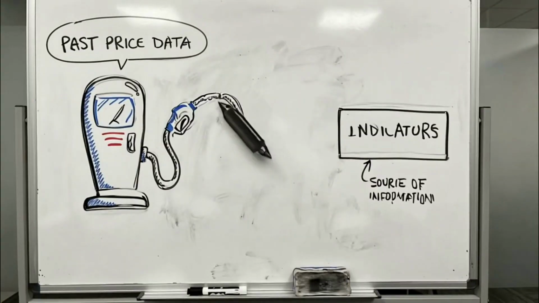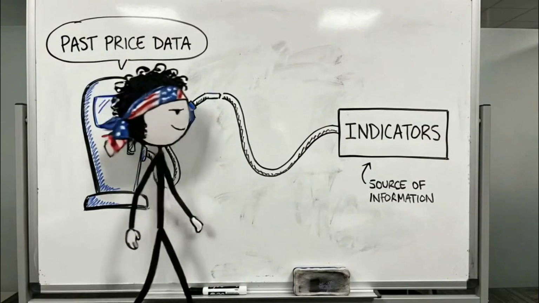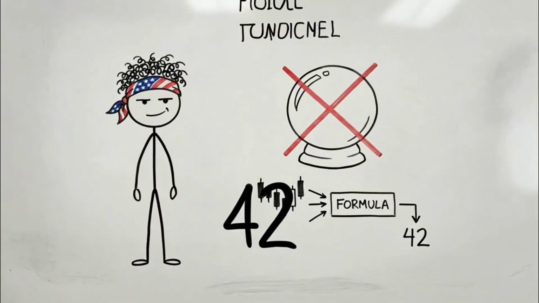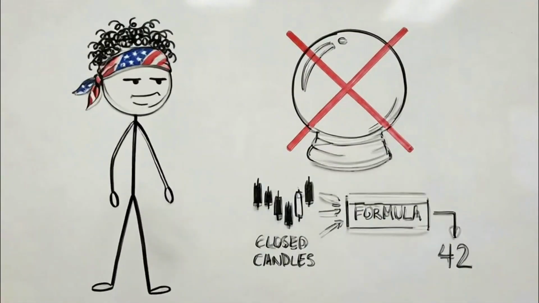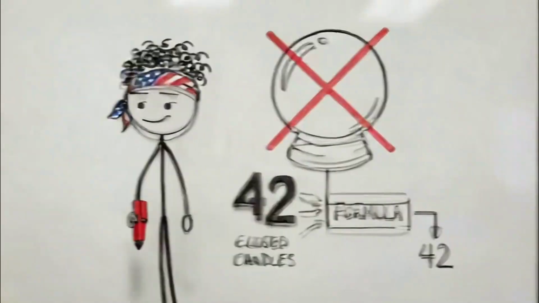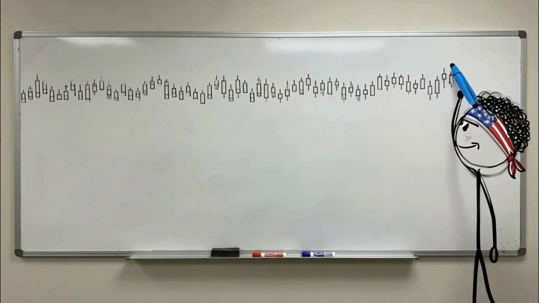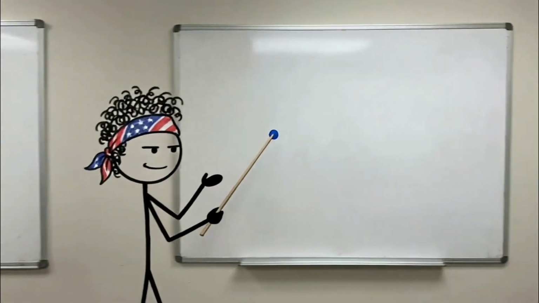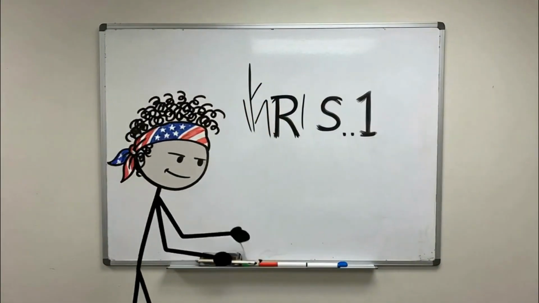Every indicator on your chart runs on the same fuel: past price data. There's no hidden algorithm scanning the future. Every popular indicator takes candles that have already closed, runs a formula on them, and gives you a number. Your 50-period moving average needs 50 completed candles before it draws a single dot. That dot shows where price has been, not where it's going.